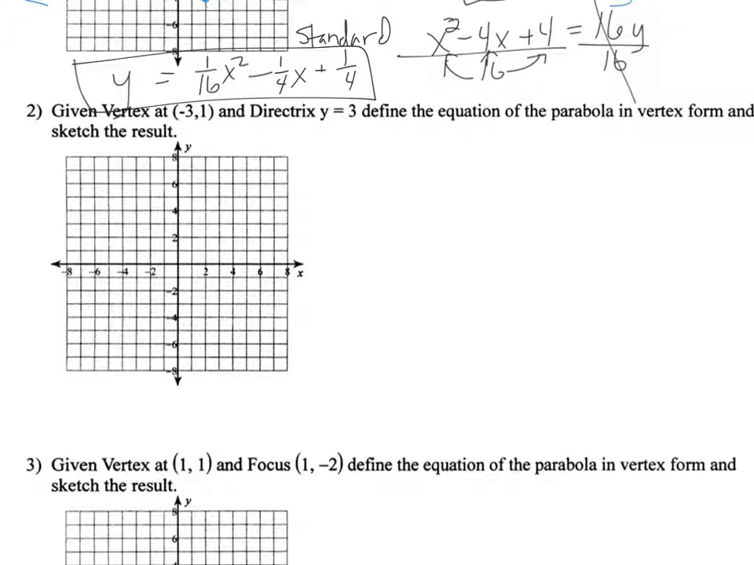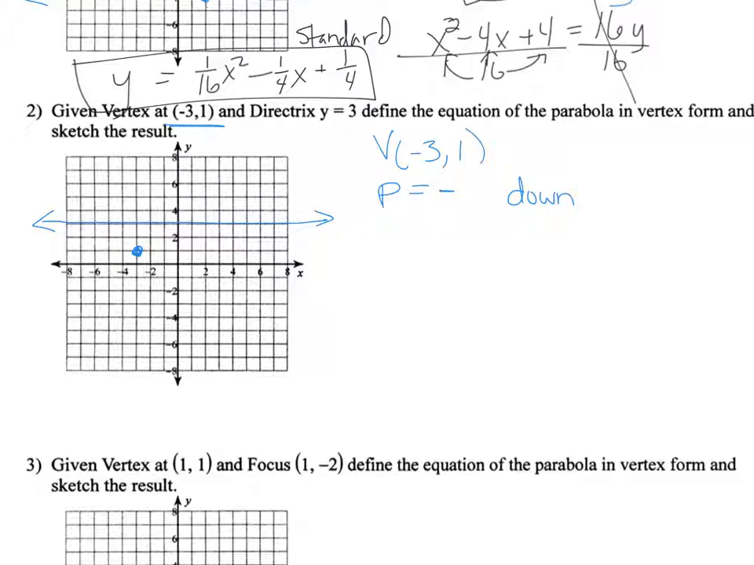Okay, so here we're given the vertex, (negative 3, 1). To write the equation, we need p, so we do need to plot this a little. The vertex is at (negative 3, 1). y equals 3 is the directrix. Seeing this, I see that the directrix is above the vertex, so I know that p is going to be negative because this parabola is going to open down.